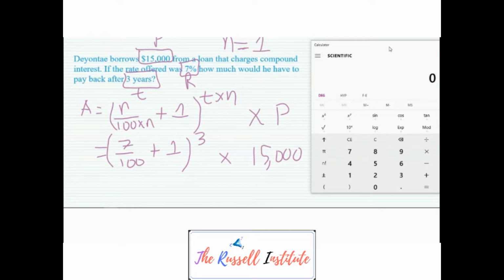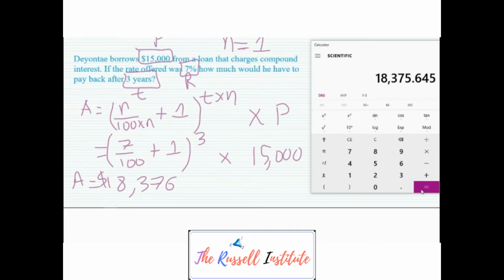Alright, so let's go. Let's do this. We're going to say 7 divided by 100. That's 0.07. Then we're going to add 1 to that. That's 1.07. Then we're going to raise 1.07 to the exponent of 3. And when we're done with that, we're going to multiply it by 15,000. There's a new amount. Our new amount is $18,376.